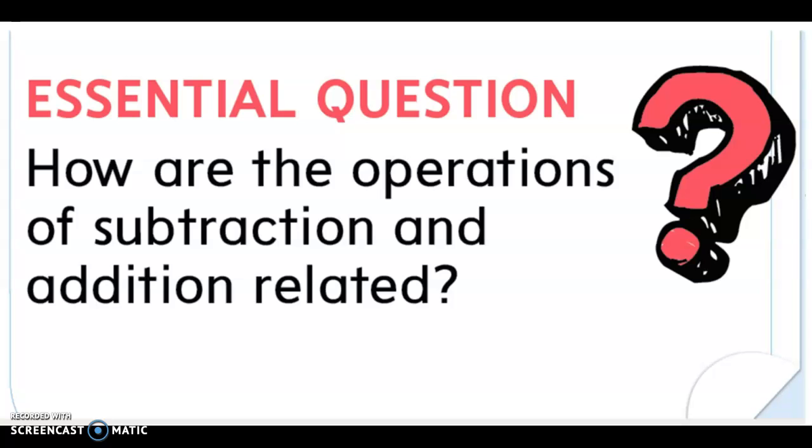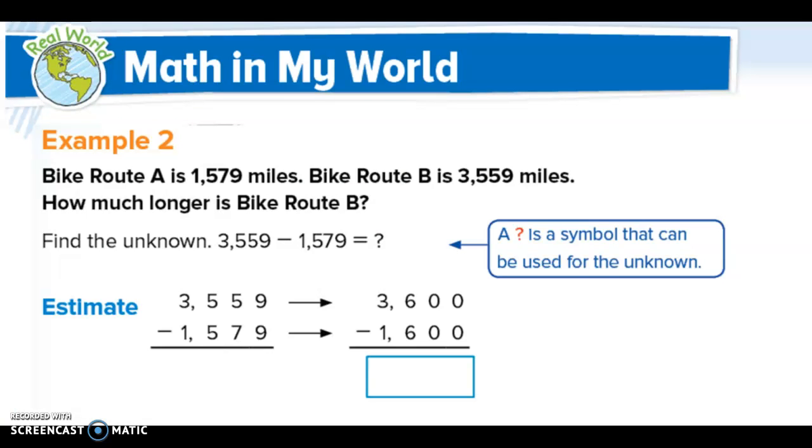So let's get started today with this slide. It says bike route A is 1,579 miles. Bike route B is 3,559 miles. The question is, how much longer is bike route B? Now, before I go any further, I'm thinking of my strategy for solving word problems, and I need to underline this question to help me focus. So the question wants to know, how much longer is bike route B?